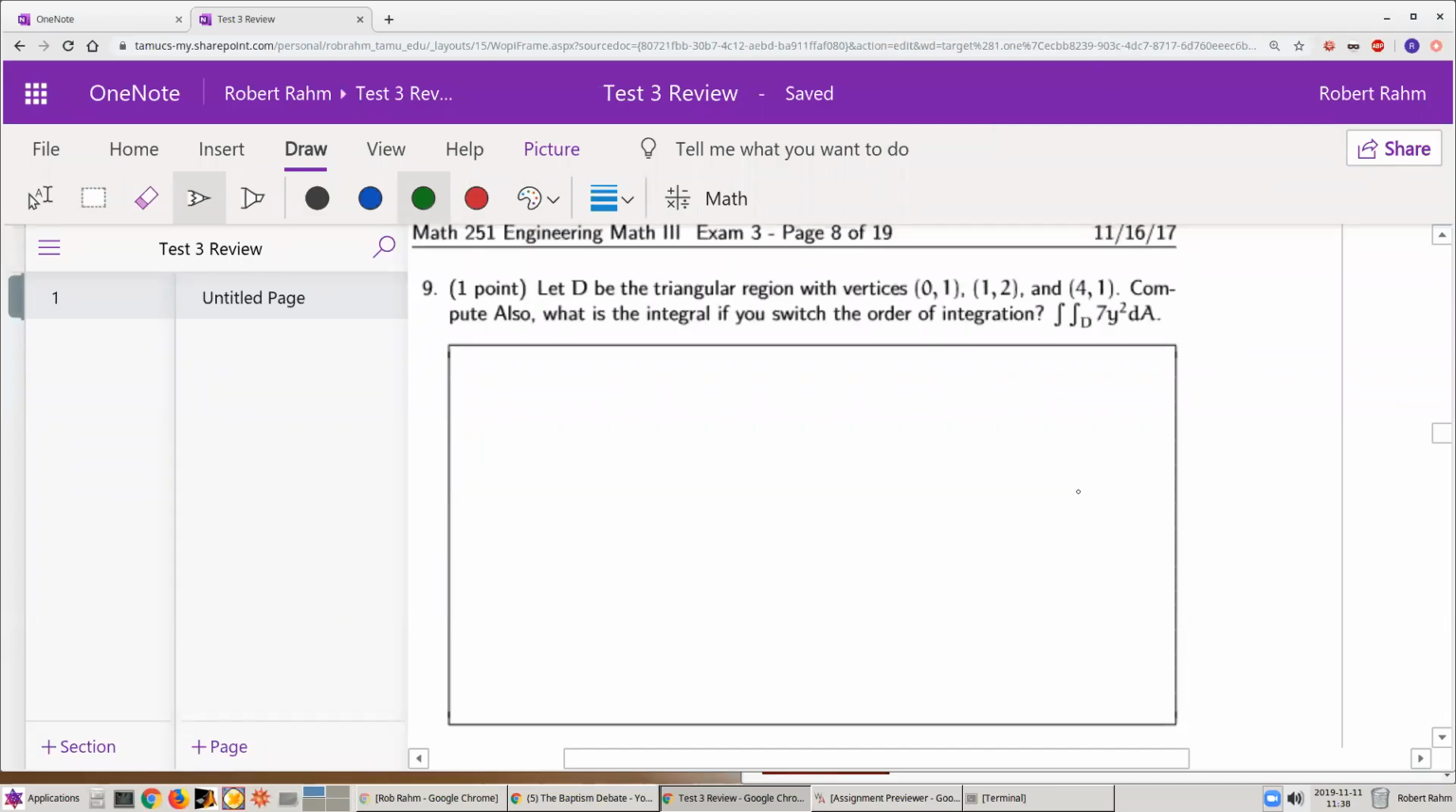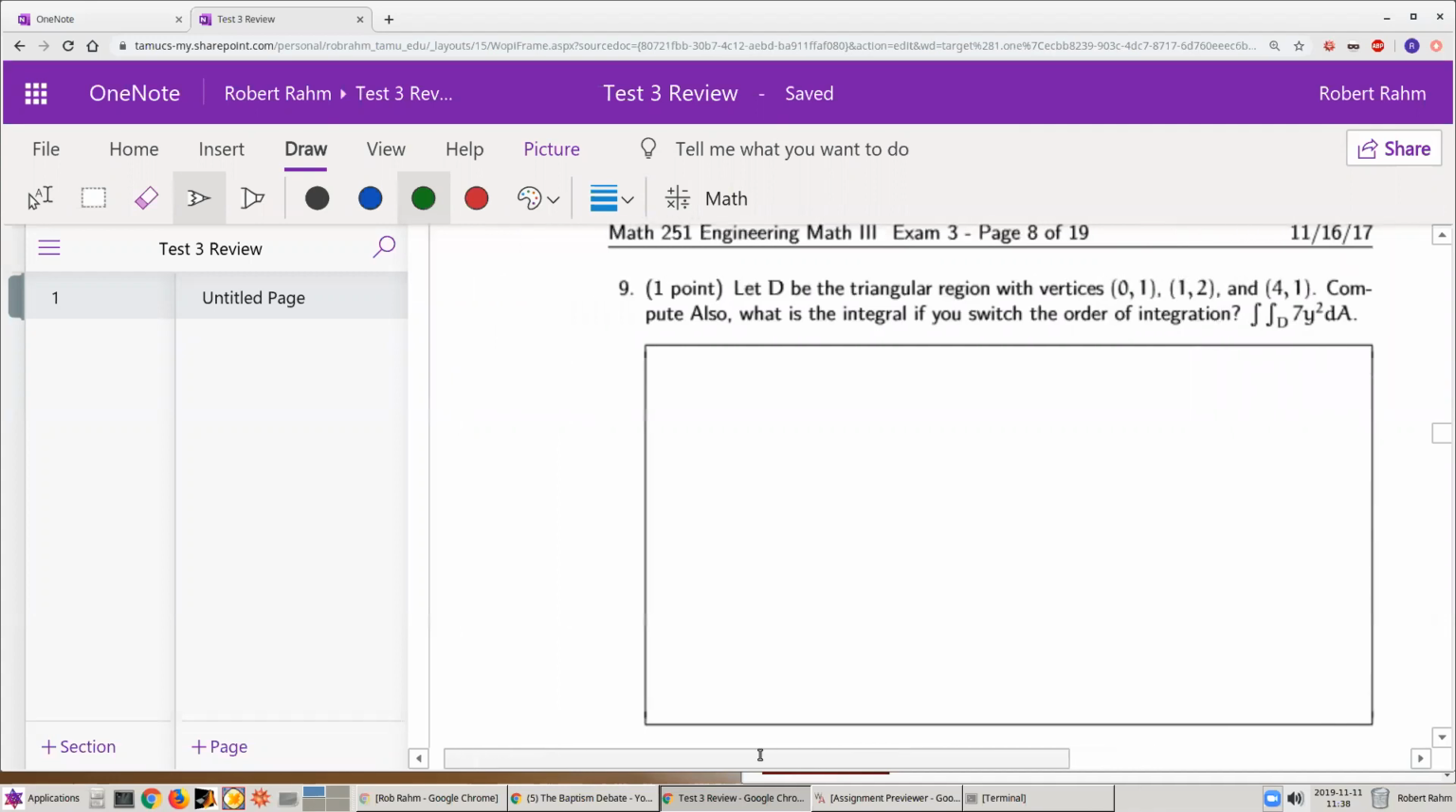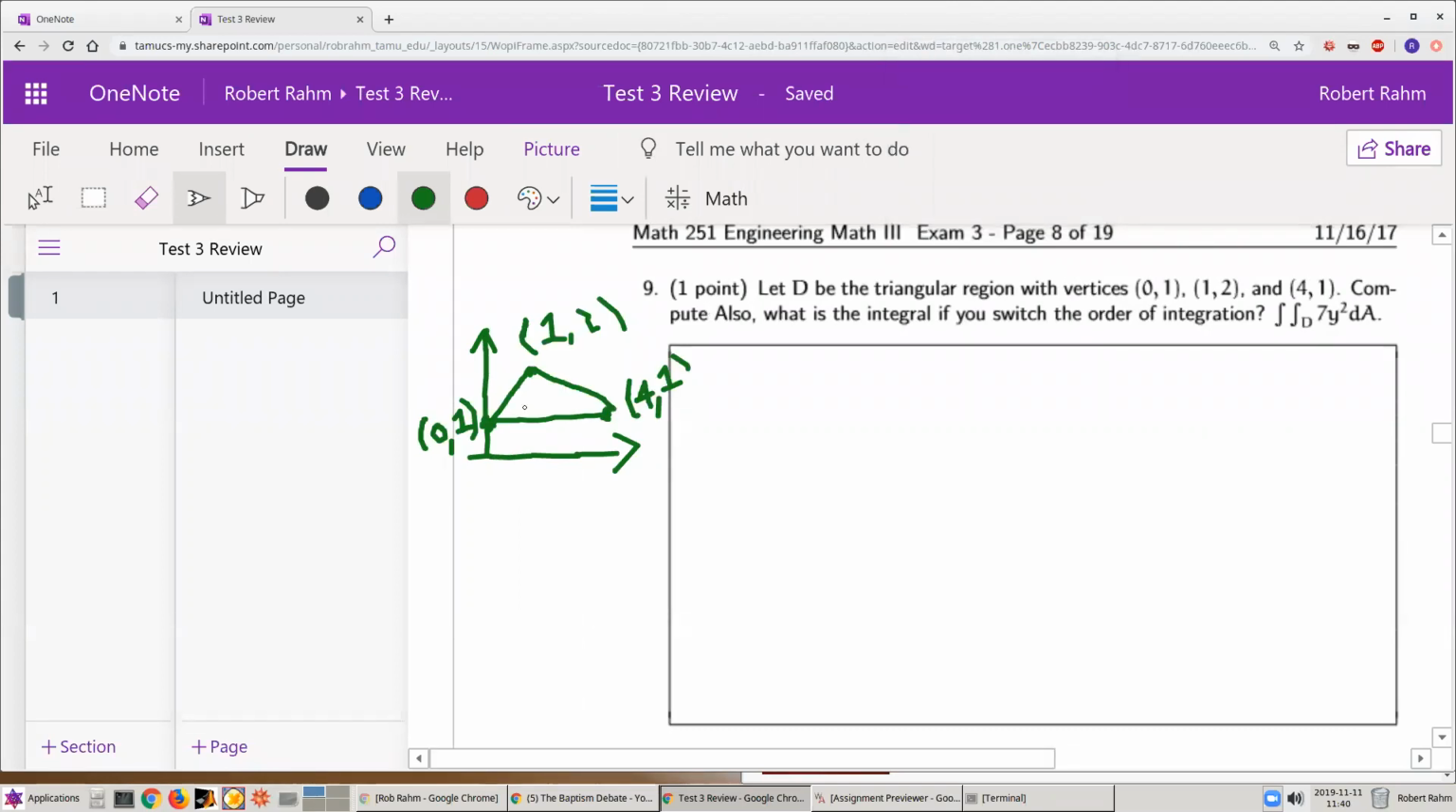Okay, so now we want to do this integral. All right, so let's first sketch what this region is going to be. So let me graph the xy plane, or sketch the little xy plane here, and plot these points. Okay, so these are the three different points, just plotted these points.